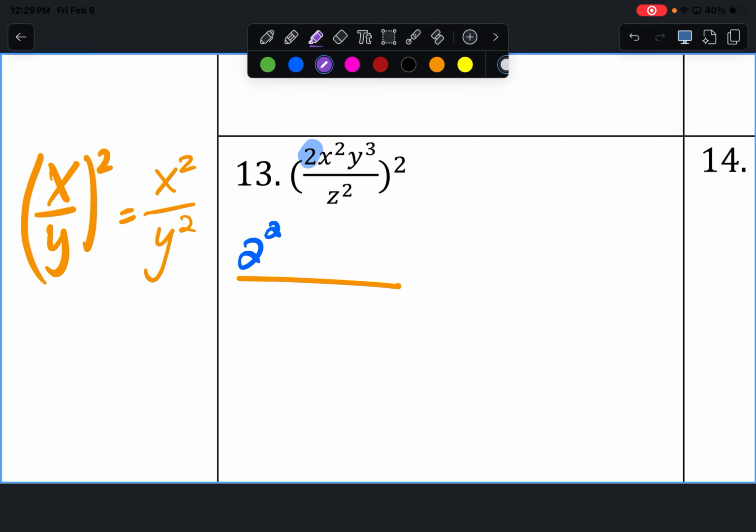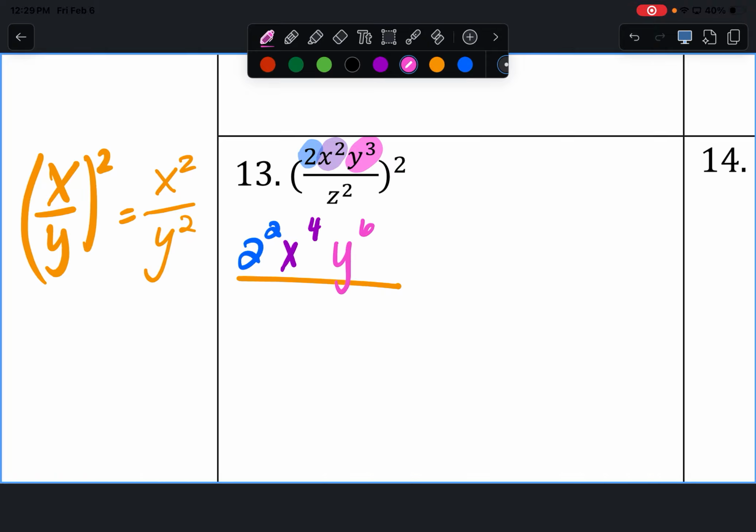Then we're going to do x squared to the power of 2. What is x squared to the power of 2? X to the 4th, because 2 times 2 is 4. Okay, then we're going to do y to the 3rd to the power of 2. What is that going to be? 6. Because 3 times 2 is 6.